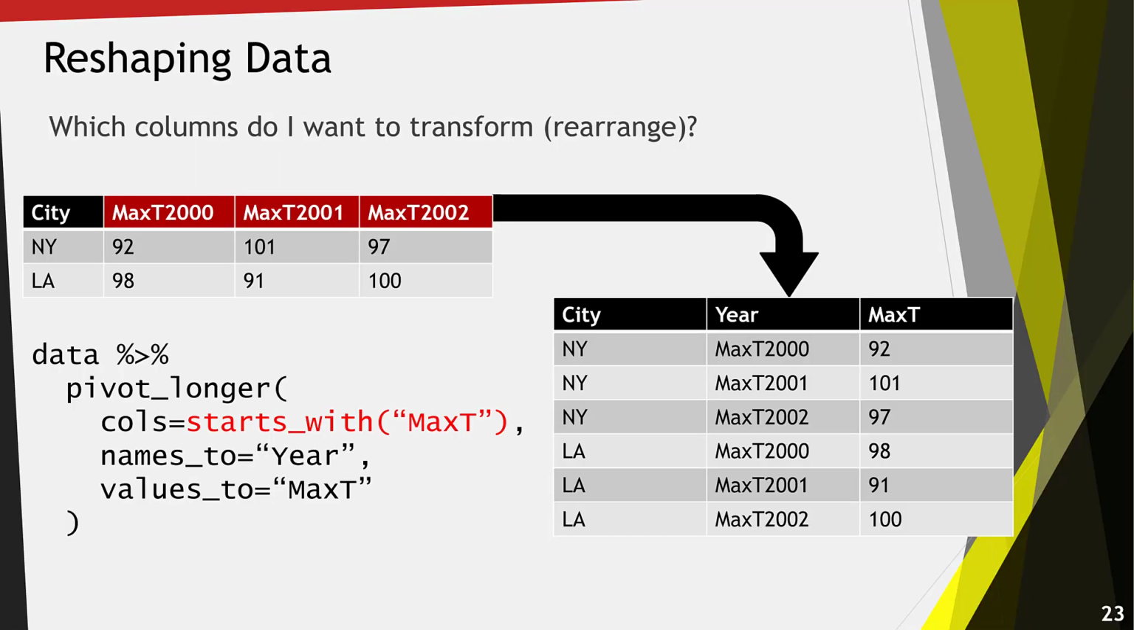The cols argument is telling R which columns you would like to rearrange. In this case, we're saying starts with max t, so it will select every column in the source table that starts with the text max t. That's the 3 columns highlighted here. Next, the names to argument tells R where to store the information from those column names. In this case, it is year. That will be a column in the resulting output table, and it will contain as text the column names from our source table. Finally, the values to argument is telling R where to place the values from our source table. Here it is max t, so each value from that source table is now contained in the max t column.